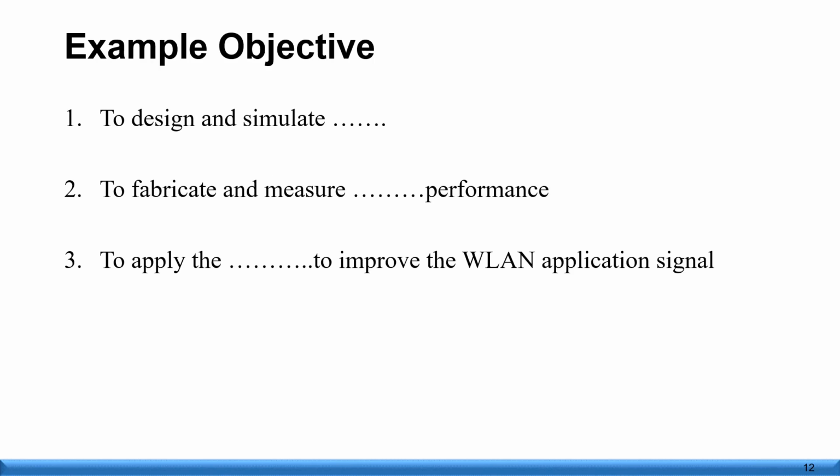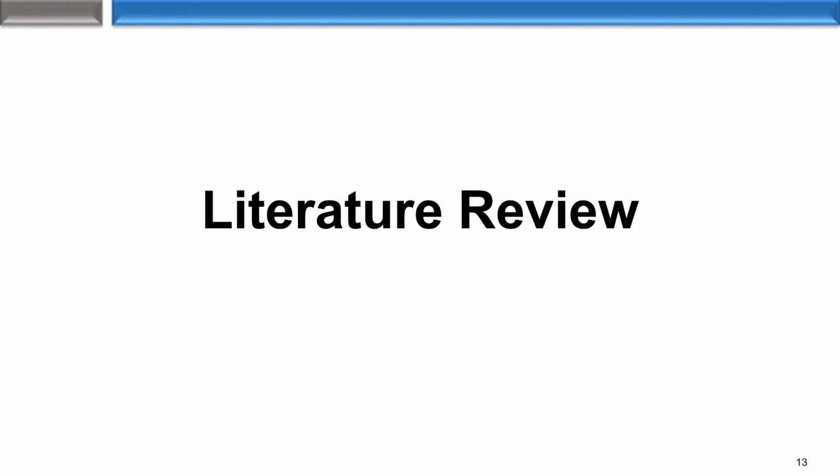Here is an example of the objectives. You want to solve the low signal problem, so you can design and simulate an antenna to solve your low signal problem, and then fabricate and measure the antenna performance, and then apply the antenna to improve the WLAN application signal. So this is an example of objectives to solve your problem statement.